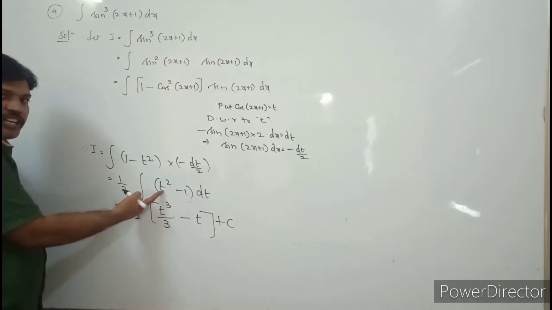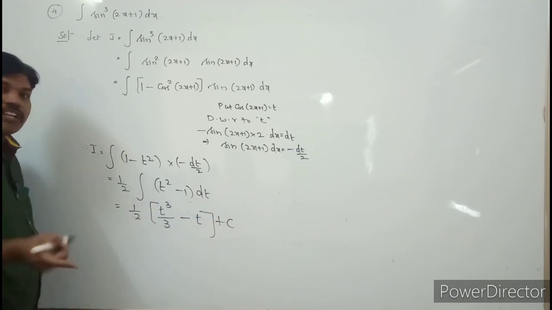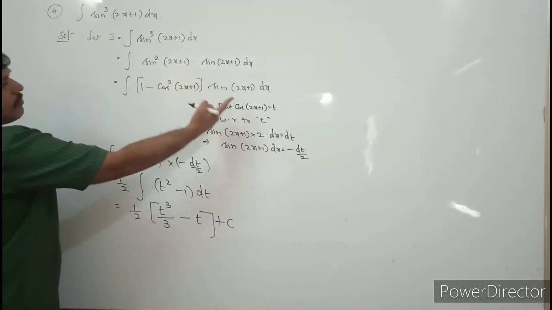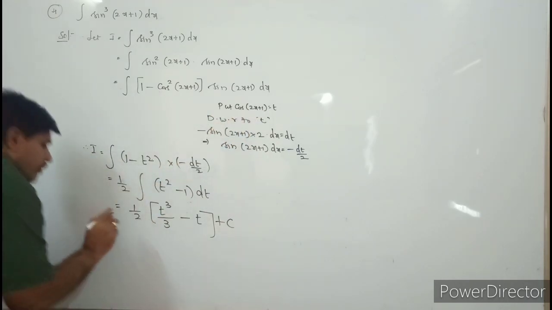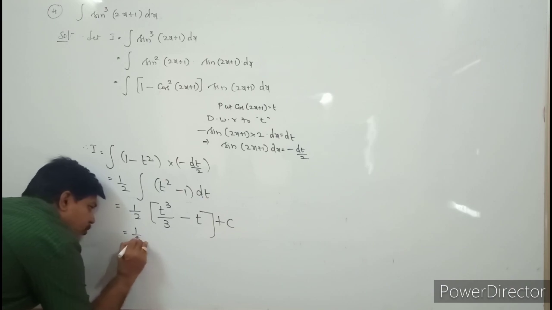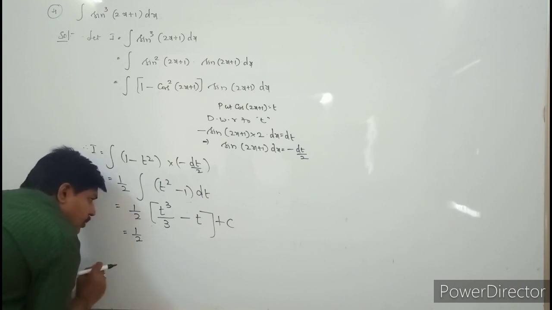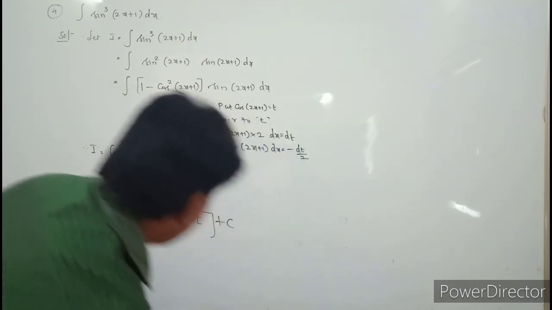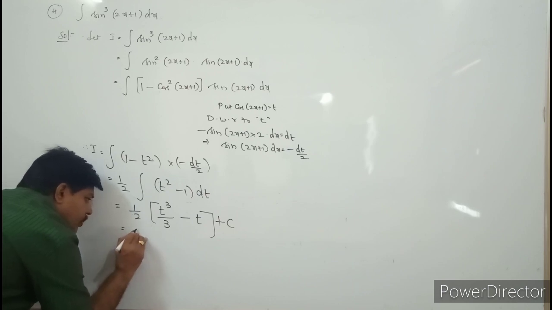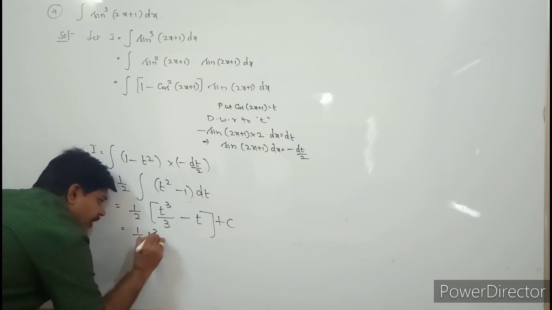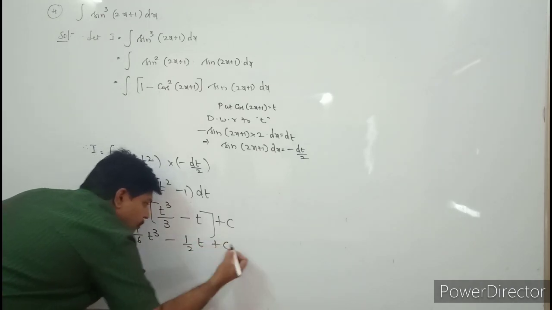Integral of t square is t cube by 3. The integral of 1 is t plus c. What is the t value? The t value is cos of 2x plus 1. Just replace the value, what we will get is 1 by 2 into, if you multiply with the 2 first, then we can replace the value. So that is equal to 1 by 6 into t cube minus 1 by 2 into t plus c.